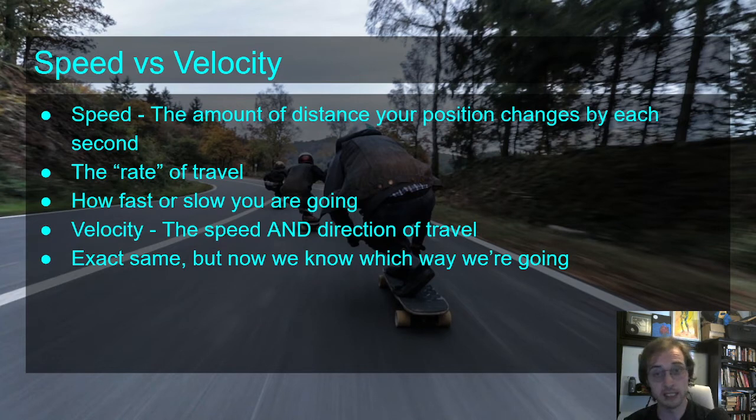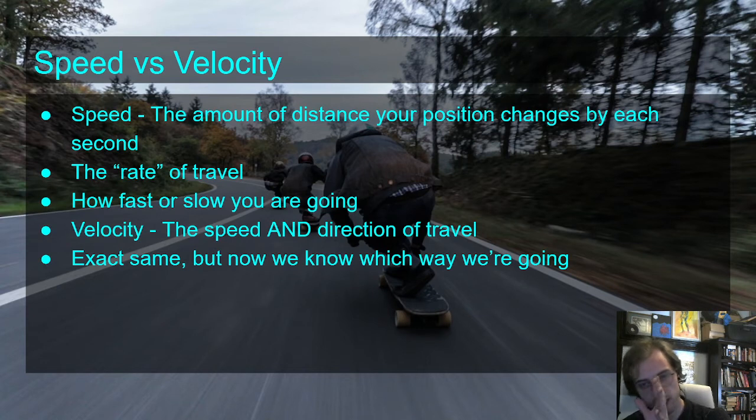So speed is the amount of distance your position is changing by each second. It doesn't necessarily mean that you're going to be 5 meters away from where you started at the end of that second. But if you say you're going 5 meters per second, that means that every second you will have gone a full 5 meters if it's constant. That could be rapidly in a circle, in a straight line, or in a zigzag. It just means that 5 meters of ground will have gone under your feet. That's also called your rate of travel, and it's just how fast or slow you're going.